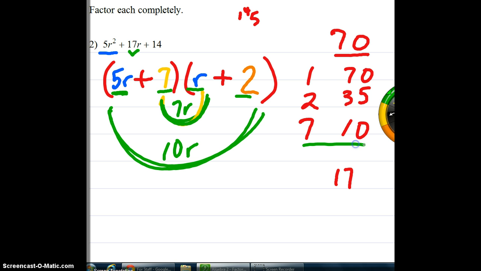What do we do with these values? These are our outside and our inside terms. Hit pause.